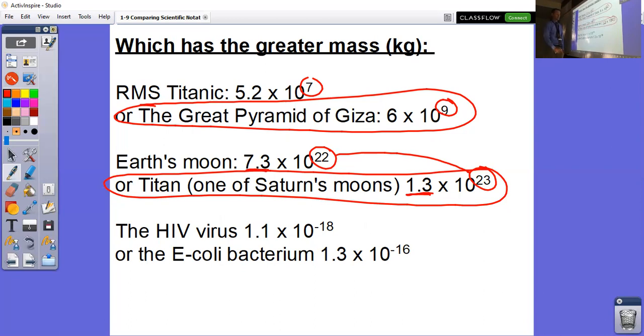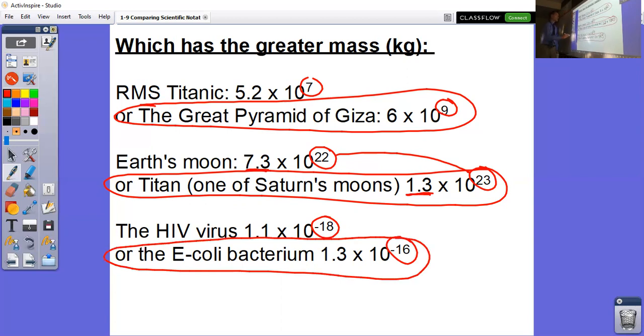The HIV virus, which is 1.1 times 10 to the -18th, and the E. coli bacterium, which is 1.3 times 10 to the -16th. So all that we're looking at are the -18 and the -16. Again, be careful. The farther away a number is from 0 on the number line, the smaller it actually is. The closer to 0 a number is on the number line when we're talking about negative numbers, the larger it is. So -16 is closer to 0, -18 is farther away from 0. That makes the -16 the larger number.